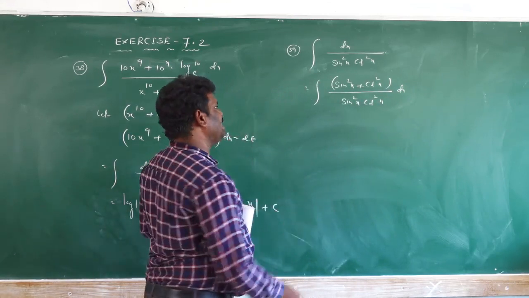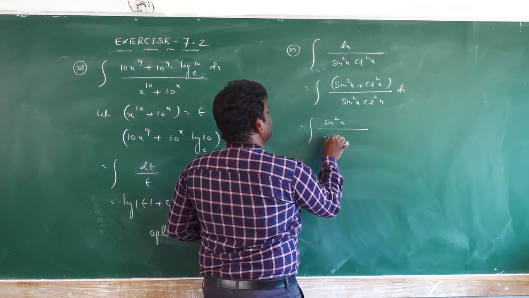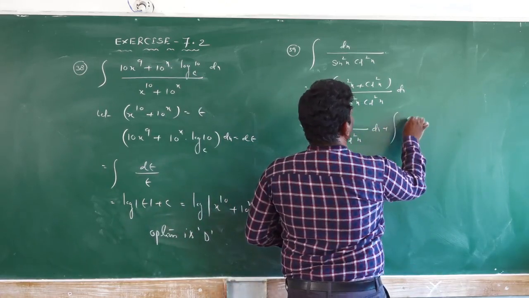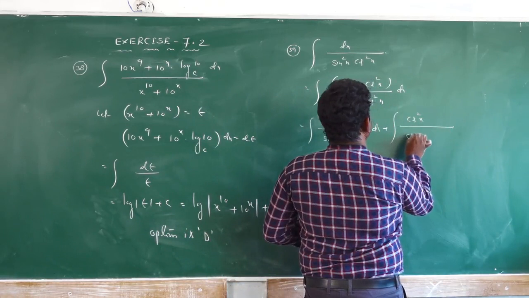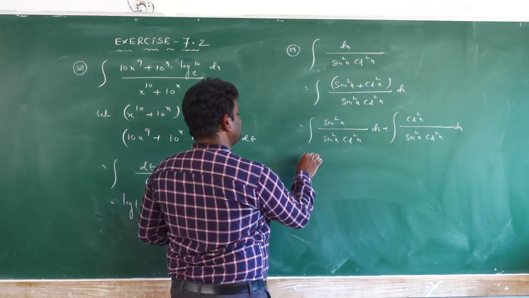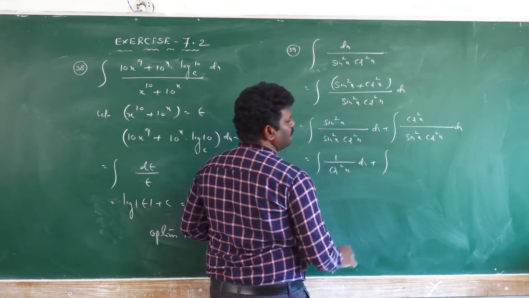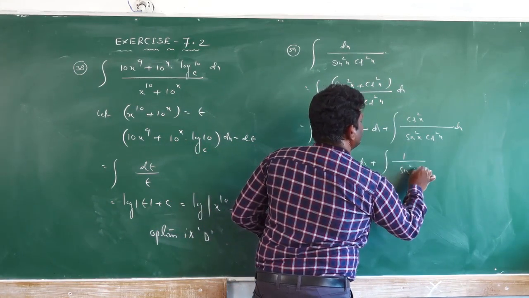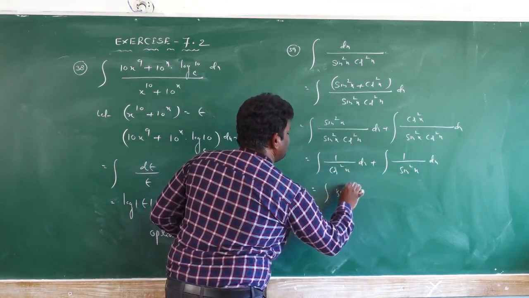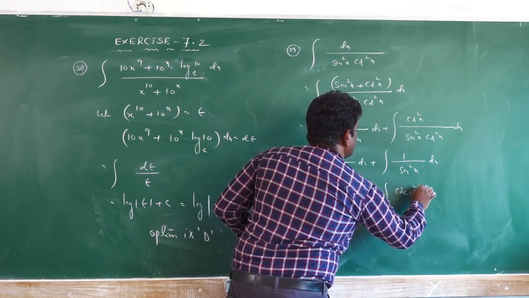Now we separate the integration: integral sin square x by sin square x into cos square x dx, plus integral cos square x by sin square x into cos square x dx. Sin square x cancels, so integral 1 by cos square x dx plus integral 1 by sin square x dx. 1 by cos square x means secant square x, so integral secant square x dx plus integral cosecant square x dx.